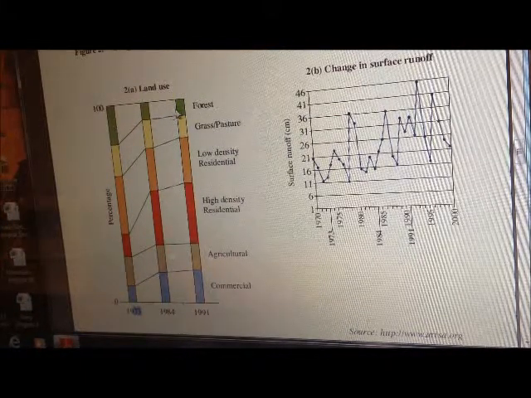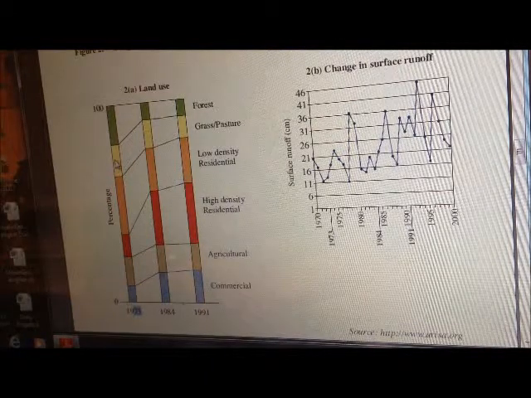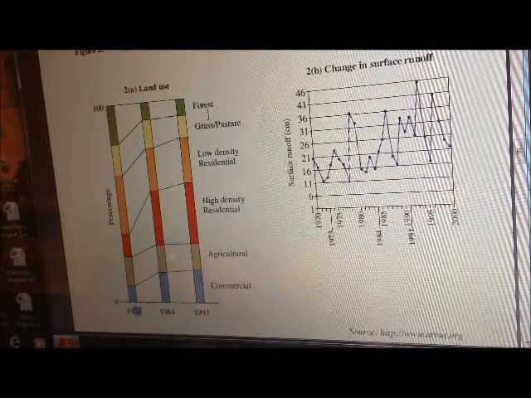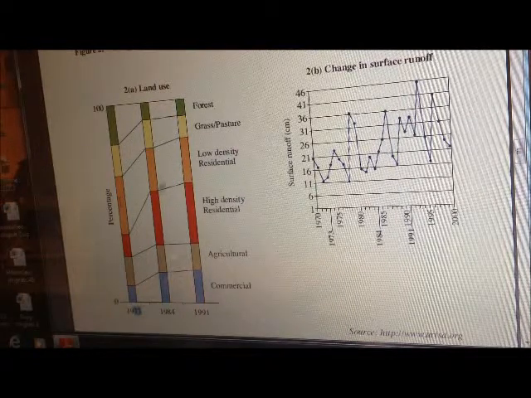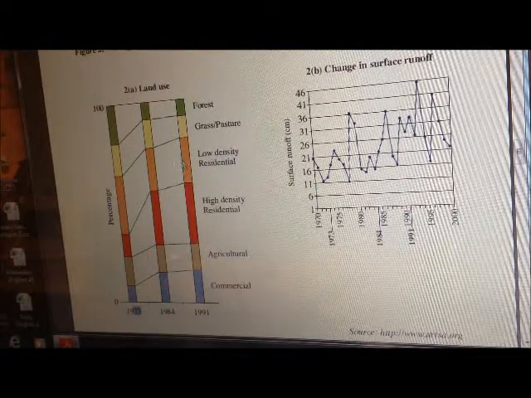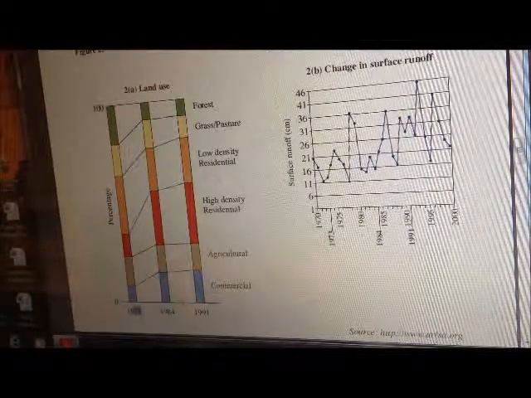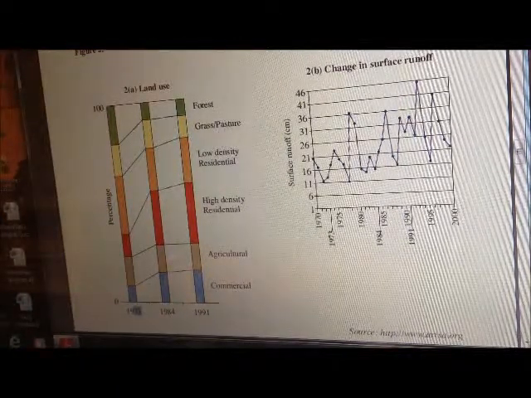So the forested area has reduced. The amount of land in the drainage basin used for grass and pasture is reduced as well. Low density residential has stayed the same. Agriculture has relatively stayed the same as well. So that's how the land use has changed.